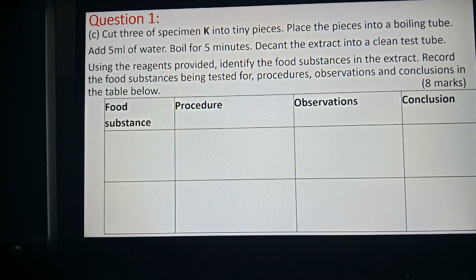In C, you cut 3 pieces of specimen K into tiny pieces. Place the pieces into a boiling tube. Add 5 mls of water. Boil for 5 minutes. Decant the extract into a clean test tube. Using the reagents provided, identify the food substances in the extract. Record the food substances being tested for, procedure, observations, conclusions in the table below, and you are awarded 8 marks. So food substance, procedure, observation, and conclusion.